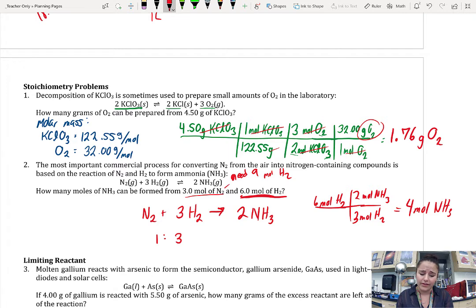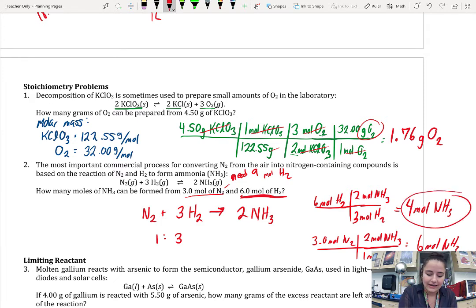And if you're ever in doubt, you can solve it out for the other one. Say I used my 3 moles of N2, and I figured out how much product I would form. Well, every 1 mole of N2 forms 2 moles of NH3, so that would give me 6 moles of ammonia. But I don't have enough hydrogen to form that 6 moles of ammonia. I just don't have enough hydrogen atoms. So this is our answer, and the hydrogen is our limiting reactant. Okay, cool.